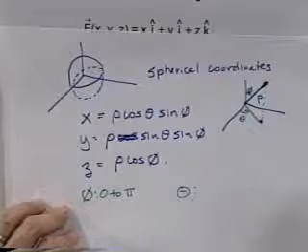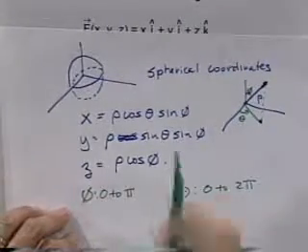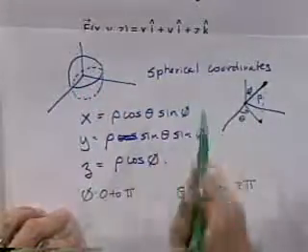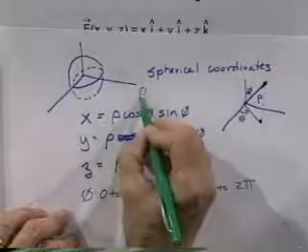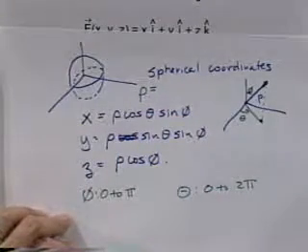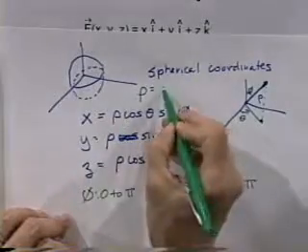And what does theta go from? 0 to 2 pi. And if all of these points are on the sphere, a sphere of radius 1, what does rho equal? If you're on the sphere, x squared plus y squared plus z squared equals 1, its radius is 1, so rho is equal to 1. So I can make rho be 1.